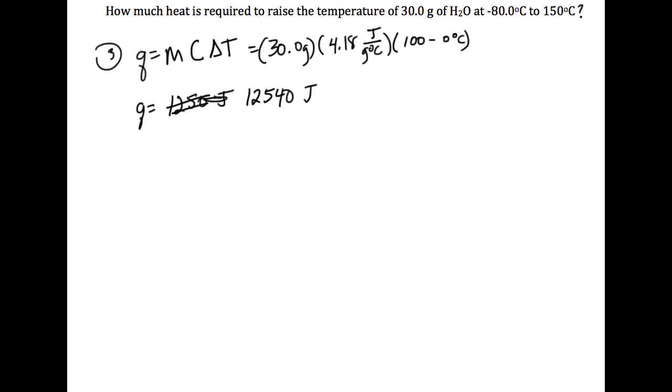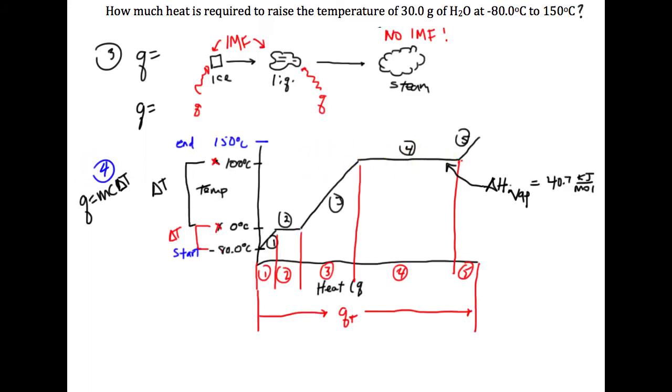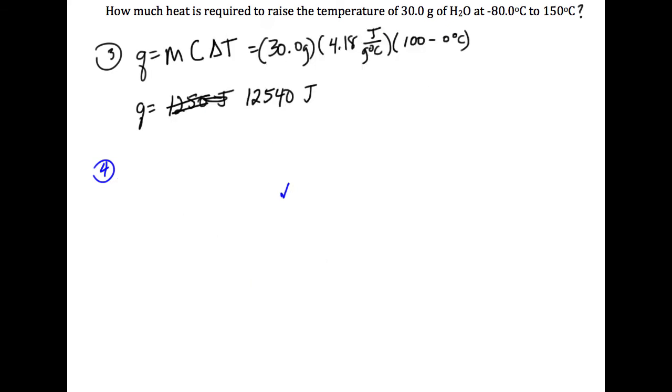Part 4: what we're doing in part 4 now is phase changing. So this is going to be very similar to what I did down here for part 2, where I phase changed. The only difference is I'm going to use the heat of vaporization. Here I used the heat of fusion, that's what I used down here, and here I'm going to use the vaporization. So let's do that calculation.